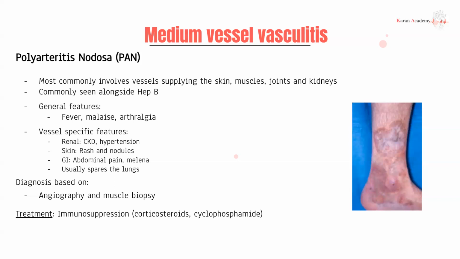And also, skeletal muscle usually should not be ischemic unless you have something like rhabdomyolysis. But in the absence of rhabdo, you shouldn't have ischemic skeletal muscle. So if you do have it, it's quite suggestive of PAN in the context of general and vessel-specific features. The treatment is, again, immunosuppression with steroids and cyclophosphamide.